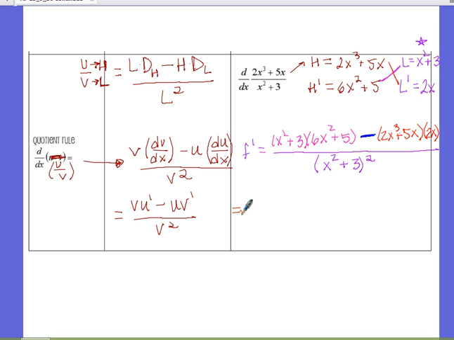So, pain in the butt, but we're going to FOIL. So, distribute the terms is what I call it. I know most of you want to always call it FOIL. So, 6x to the 4th plus 5x squared plus 18x squared plus 15. You see that minus sign?